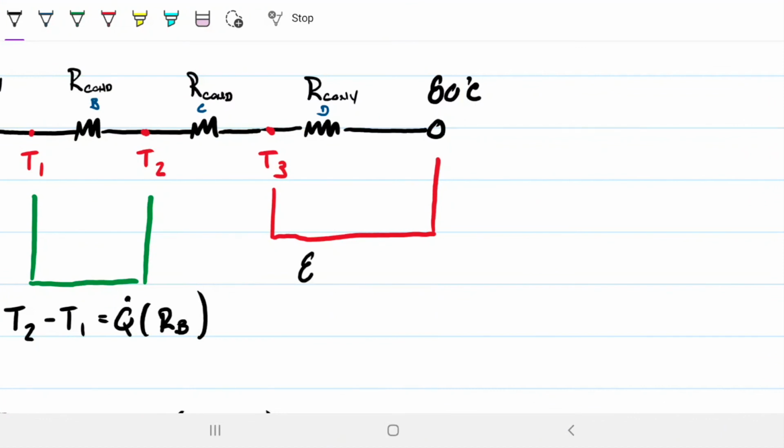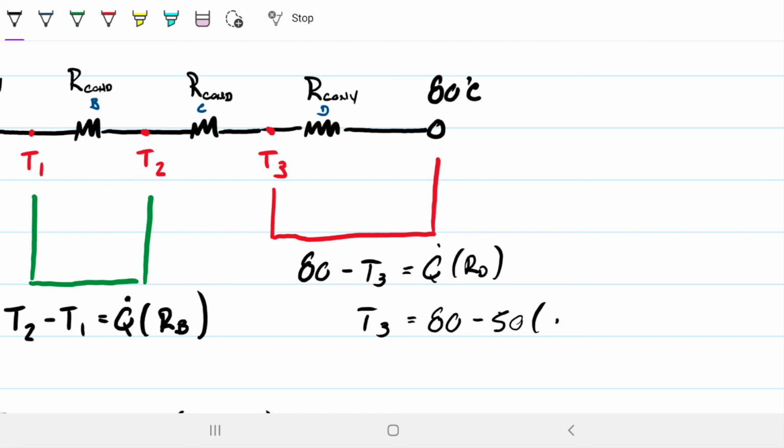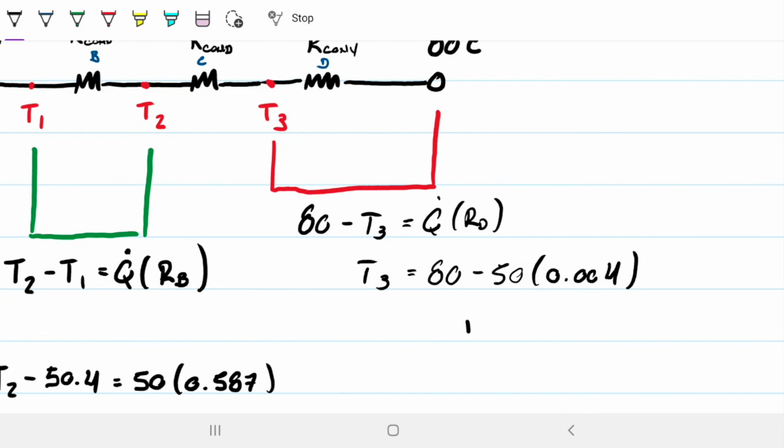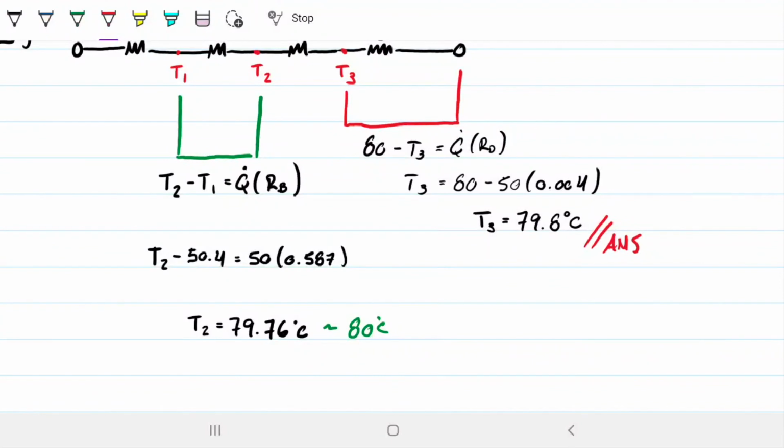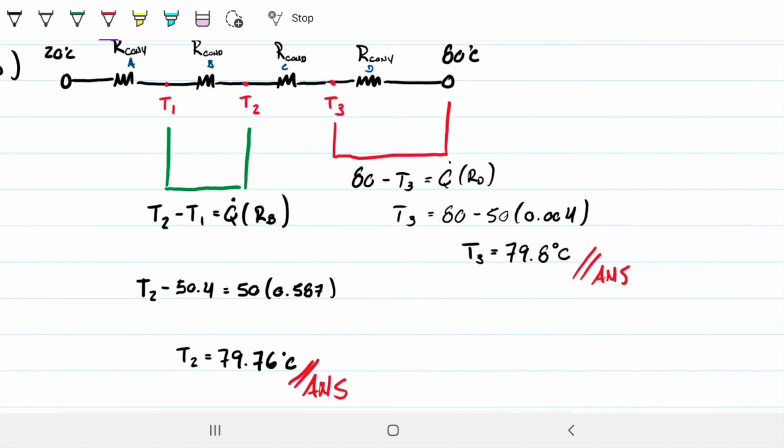And I know 80 is greater than T3, so therefore 80 minus T3 has to be equal to my Q times RD. So that means T3 will be equal to 80 minus 50 times RD, which was 0.004. And this gives me T3. T3 is 79.8. So one step closer to the inside temperature of 80, yet still different than my T2. Okay, so these would be the two answers for part 3.